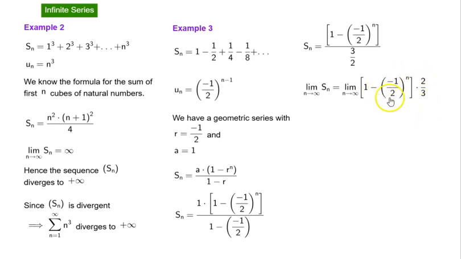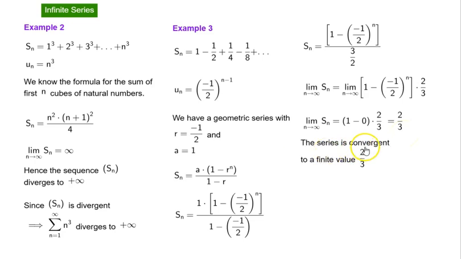Now here, we have already seen this. So this goes to 0 when we take the limit of minus 1 by 2 to the power of n. So we have the limit as n goes to infinity of S sub n is equal to 1 minus 0 times 2 by 3, which is equal to 2 by 3. So the series is convergent to a finite value 2 by 3. So that was infinite series.